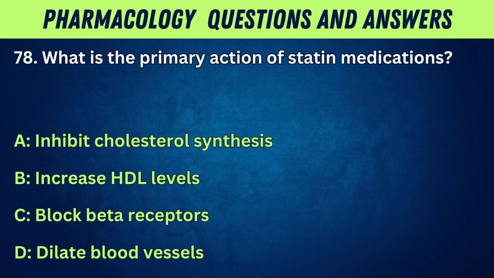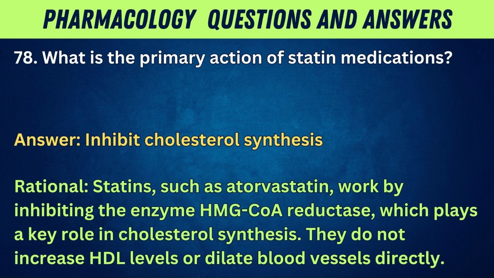78. What is the primary action of statin medications? A. Inhibit cholesterol synthesis. B. Increase HDL levels. C. Block beta receptors. D. Dilate blood vessels. Answer: inhibit cholesterol synthesis. Rationale: Statins, such as atorvastatin, work by inhibiting the enzyme HMG-CoA reductase, which plays a key role in cholesterol synthesis. They do not increase HDL levels or dilate blood vessels directly.